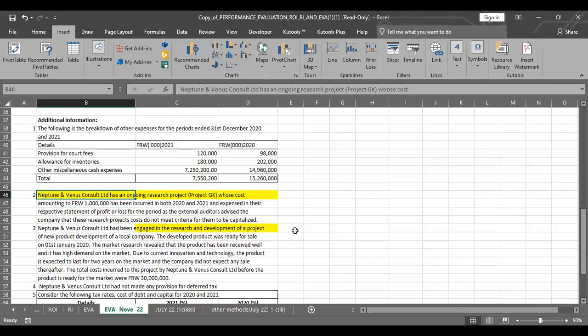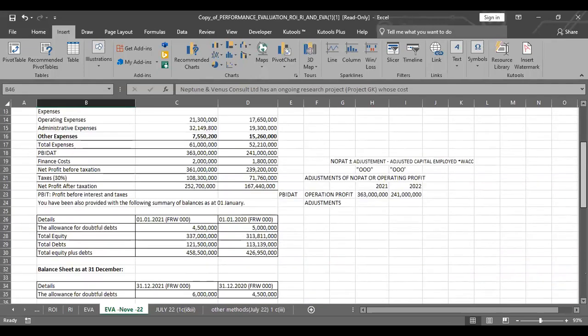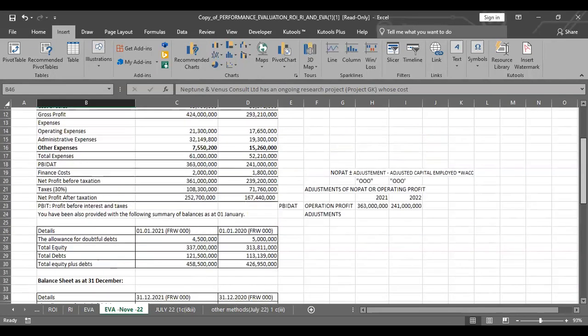Excuse me, sir. Why is it that in this case we have started with the net profit before tax, yet you are using the net operating profit after tax?